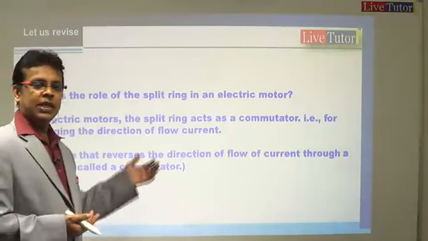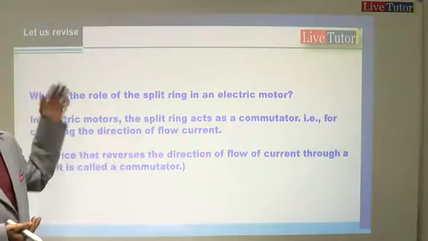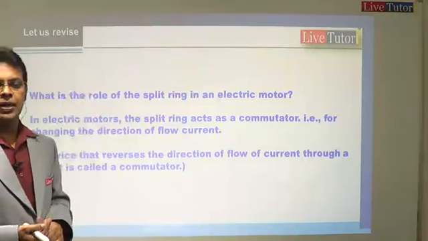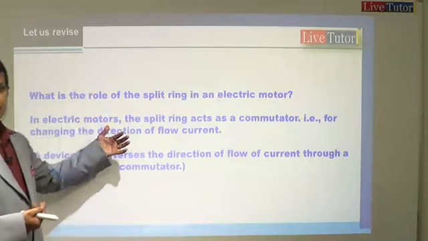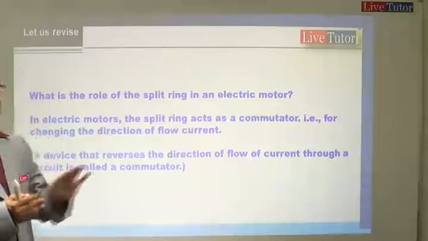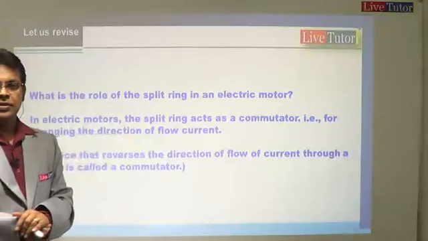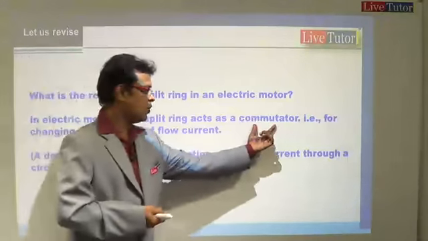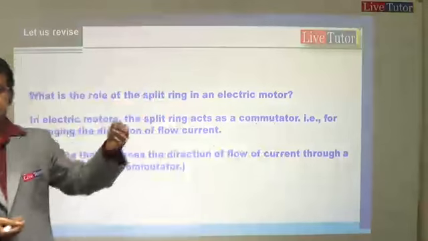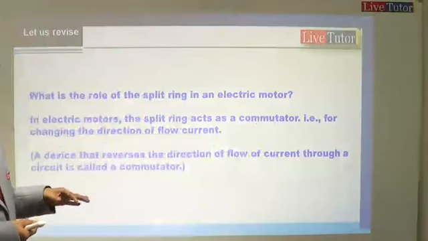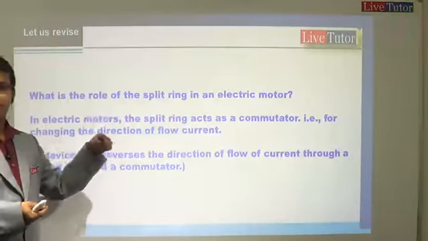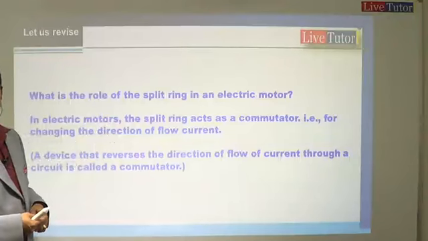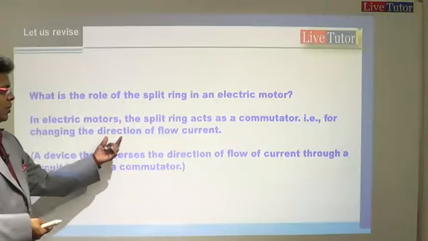Right. The other question which I said earlier: what is the role of the split ring in the electric motor? In an electric motor, a split ring acts as a commutator. This is the answer. That's all. If you are thorough with this word, commutator, and the spelling is correct, then you will be given the mark. The only thing is that you have to show your teacher or examiner that you know much more about this commutator.